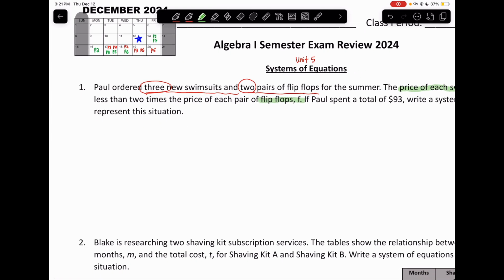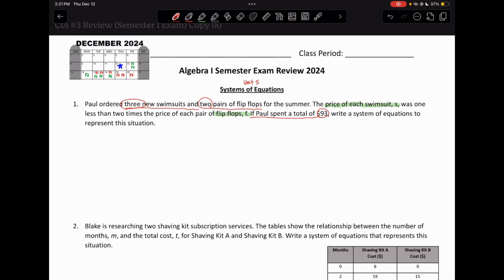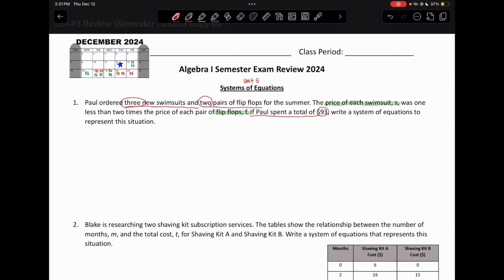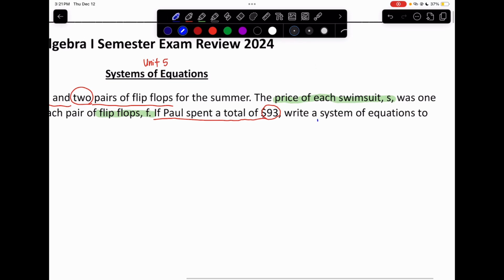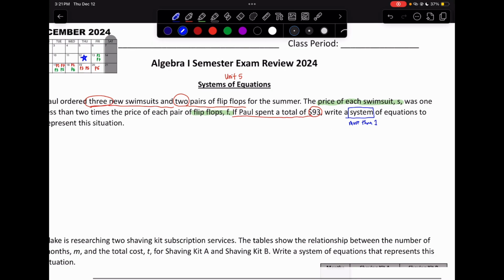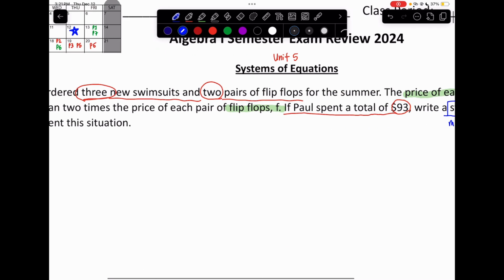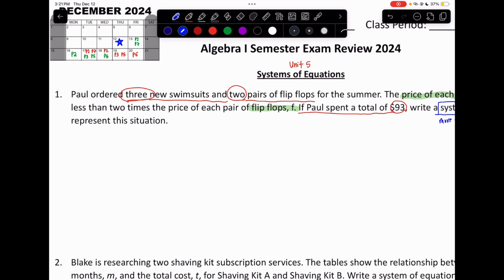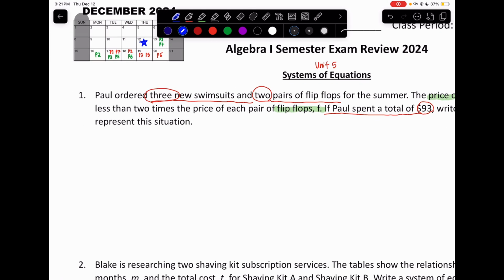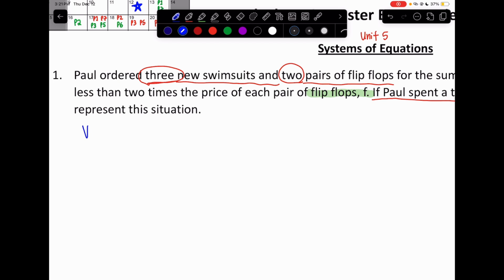Paul spent a total of $93, and it wants me to write a system of equations to represent this situation. A couple things I noticed right away is that it wants me to write a system, and that means more than one. So I'm going to have 2 equations going on here. For the first one, I'm going to use what I've underlined in red. Before I do that, let me go ahead and define my variables.